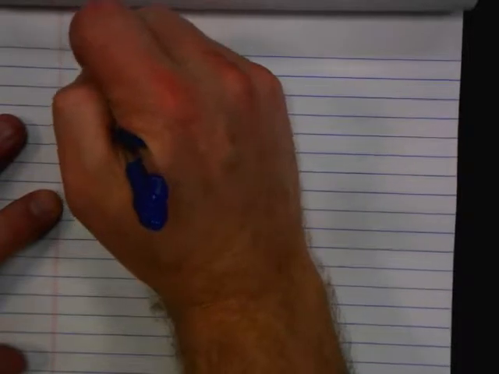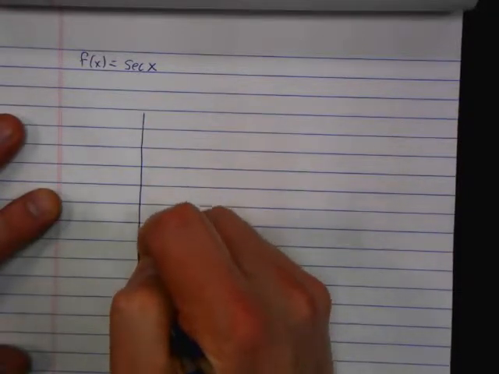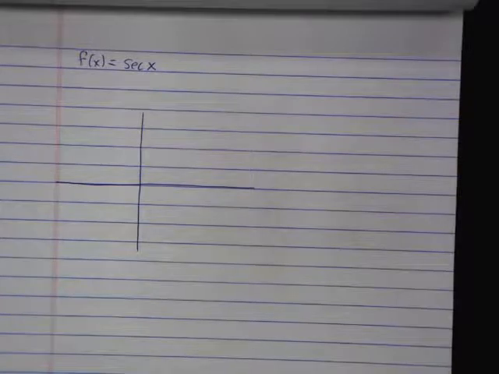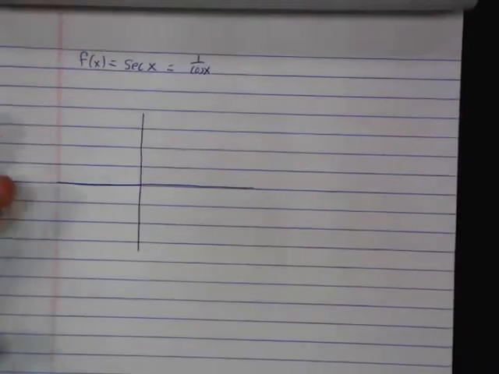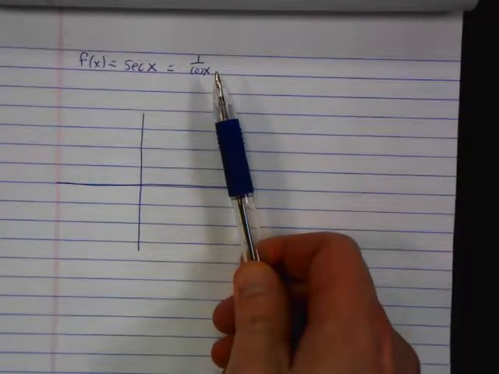How about f of x is secant x? Anybody remember what secant x looks like? It is 1 over cosine, which means, again, it's going to have asymptotes. It's going to have asymptotes where cosine is 0. So what numbers give cosine to be 0 again?